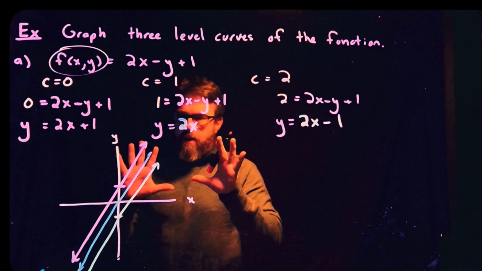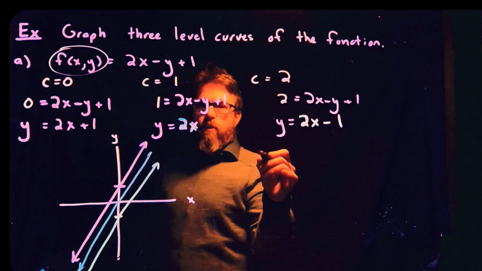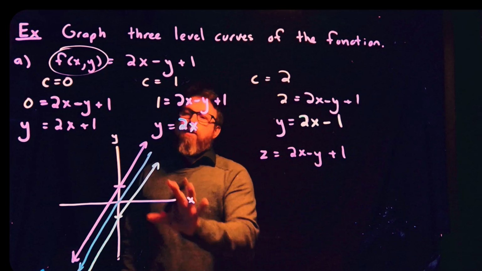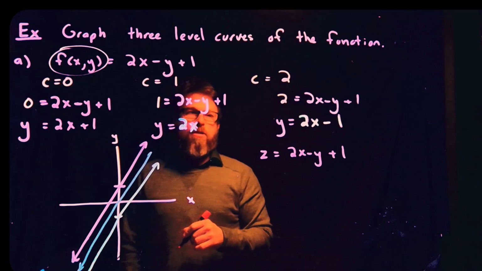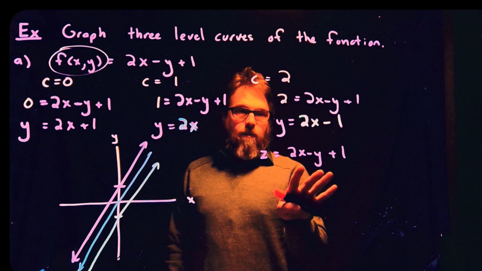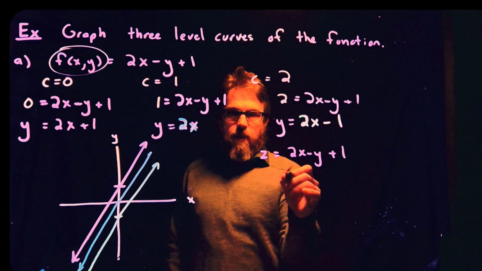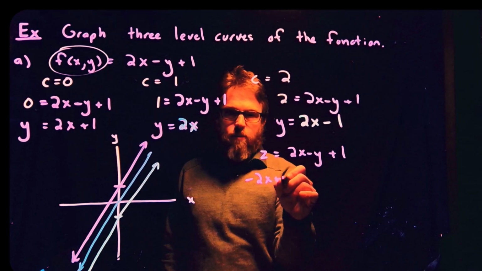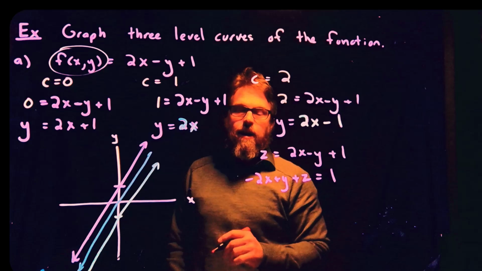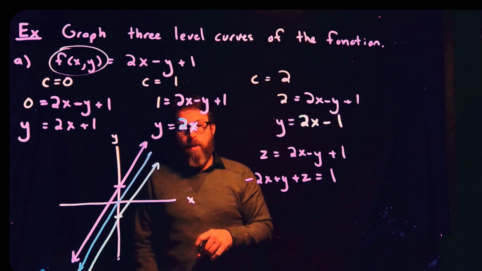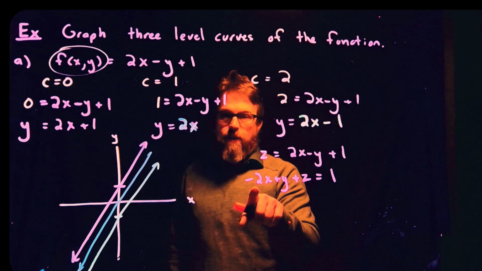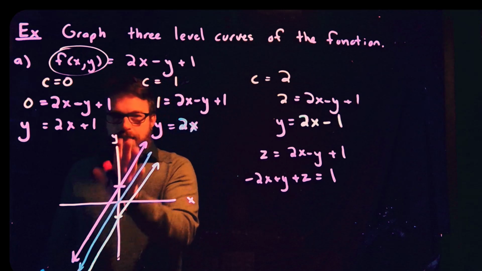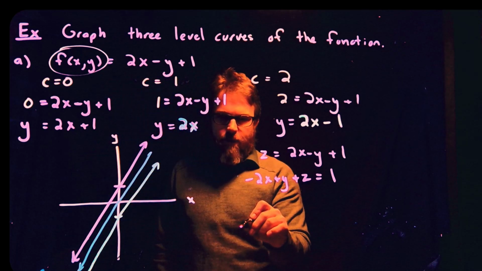Now, let's investigate this function's graph real fast. I'm going to rewrite this as z is equal to 2x minus y plus 1 and see if we can get a feel for why the level surfaces are supposed to look like this. What I can see is all variables are linear, so we could send the variables over to the left-hand side, so minus 2x plus y plus z is equal to 1. And we know that is the equation of a plane that has a normal of -2, comma 1, comma 1.